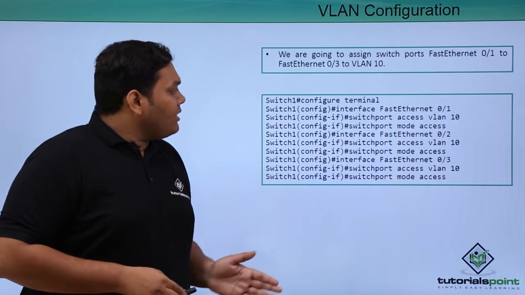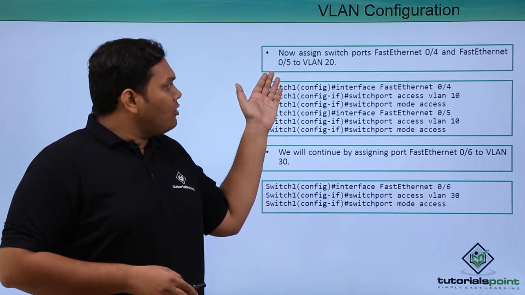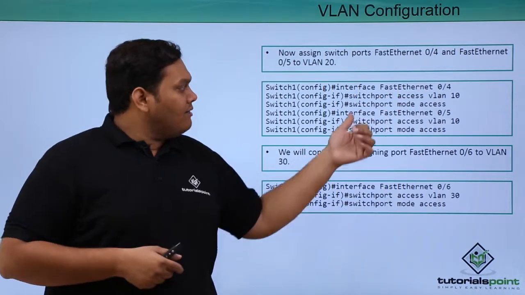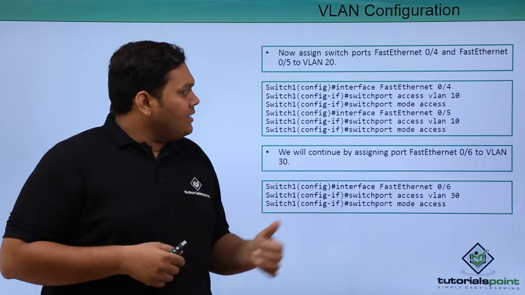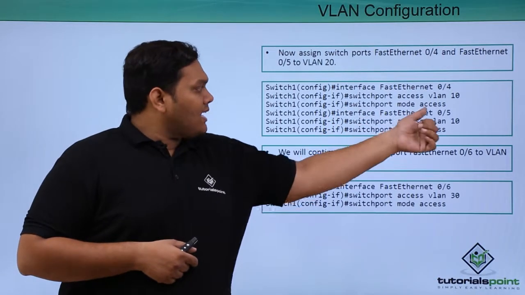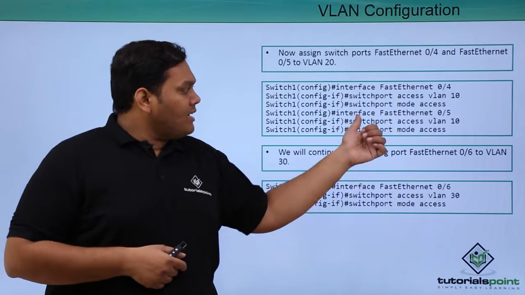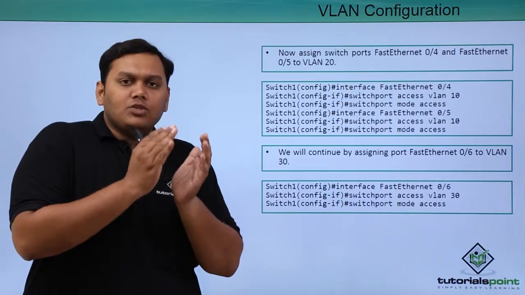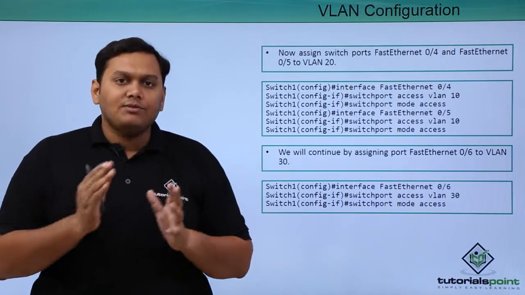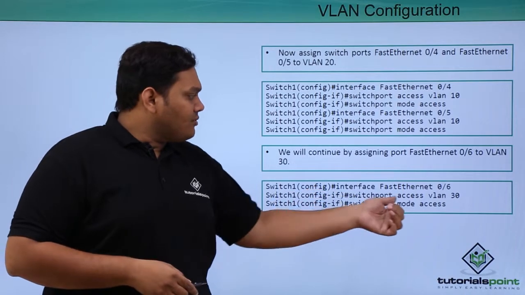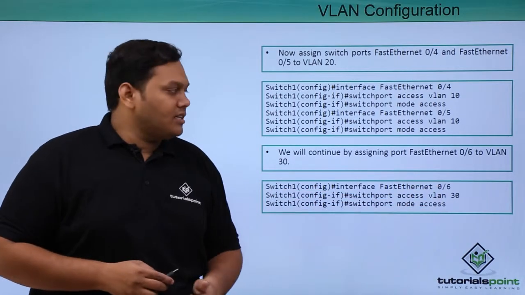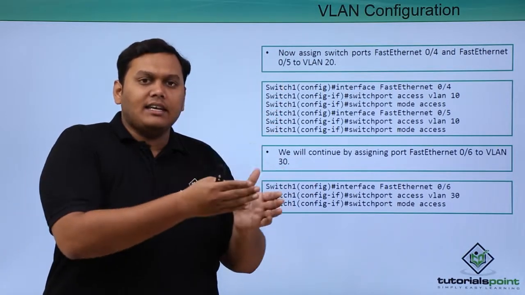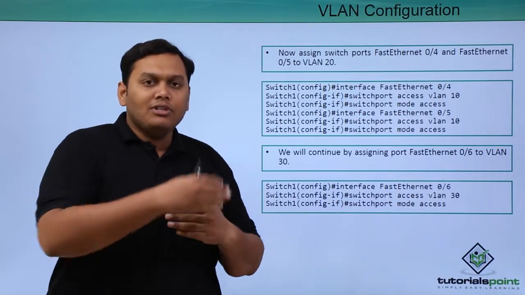In the same way, we are assigning 0/4 and 0/5 to VLAN 20. We use interface FastEthernet 0/4 with switchport access VLAN, and also switchport mode access, then FastEthernet 0/5 with its VLAN and switchport mode access. We are giving these as access ports, assigning the switch ports to the particular VLAN IDs as we discussed before. In the same way it is given for VLAN 30 on FastEthernet 0/6. In this way we create the VLANs, check whether they are created, and assign ports to them. So, this is about the VLAN configuration.